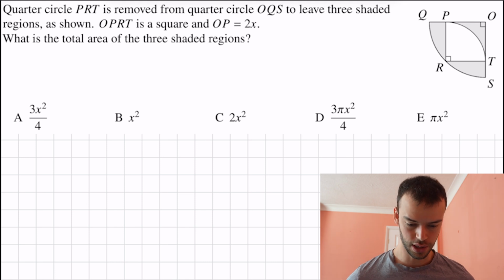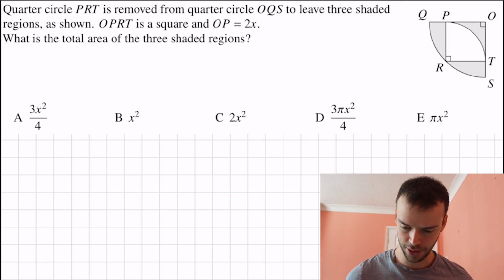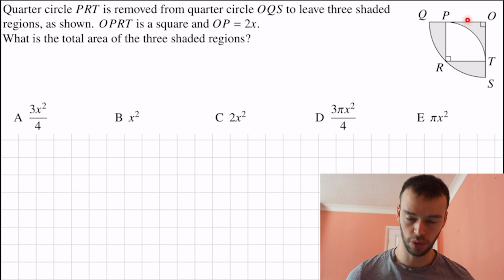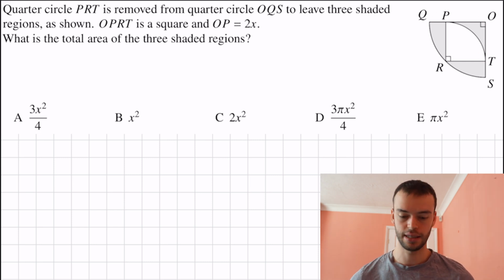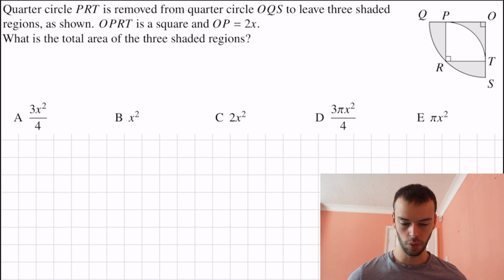Let's have a read of it together. We have a quarter circle PRT, this one here. It is removed from a quarter circle OQS, this big one here, to leave three shaded regions as shown. So this one, and this one. OPRT, this square here, is a square, and OP equals 2x. What is the total area of the three shaded regions?